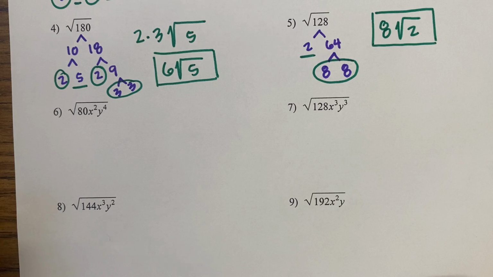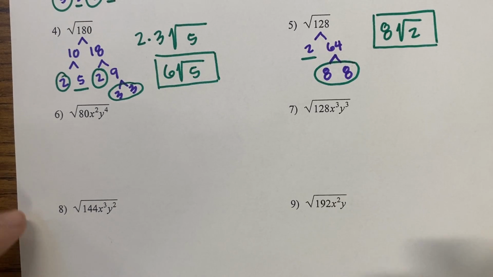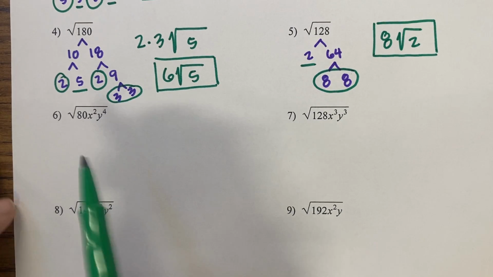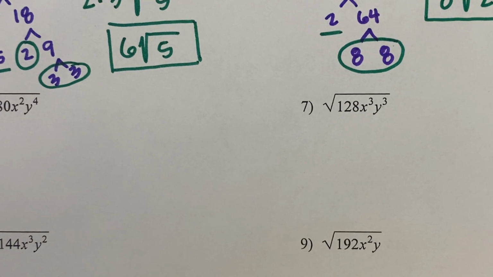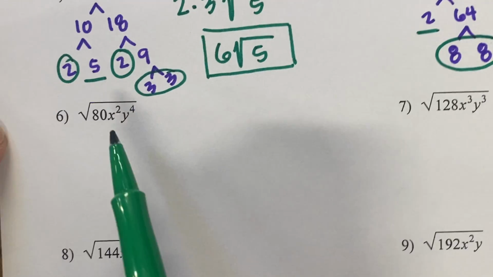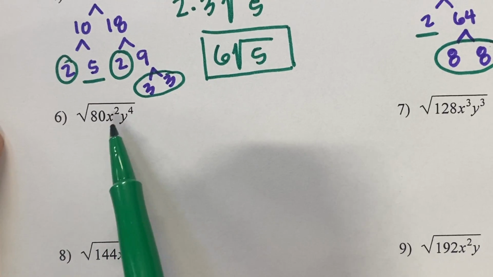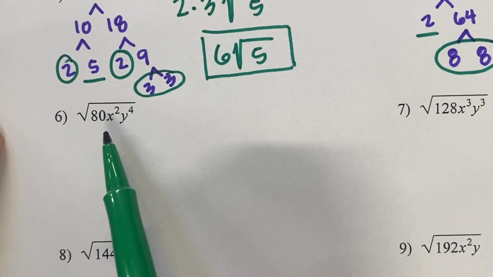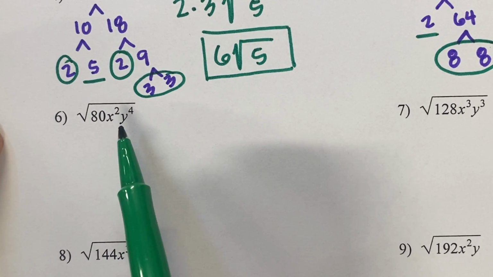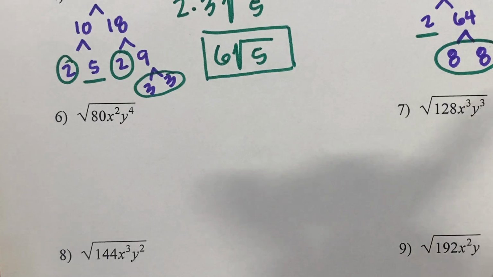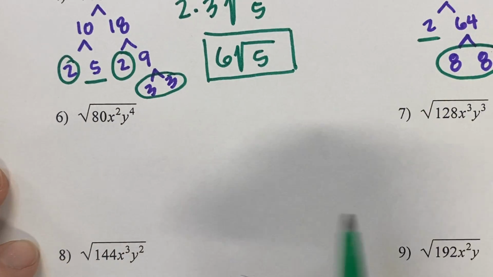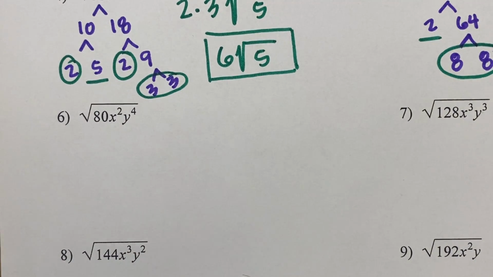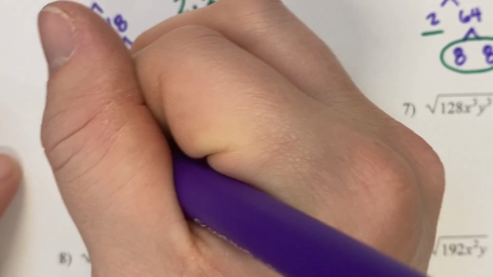Okay, number 6 and the rest of them have something that's different. So we're dealing with, and I'm going to zoom in just a little bit, numbers, but we're also dealing with variables. The variables have to follow the same rules as our numbers. They have to be able to pair up. So we're going to ignore them for now and just deal with the number. We're just looking at 80. So let's break 80 down.